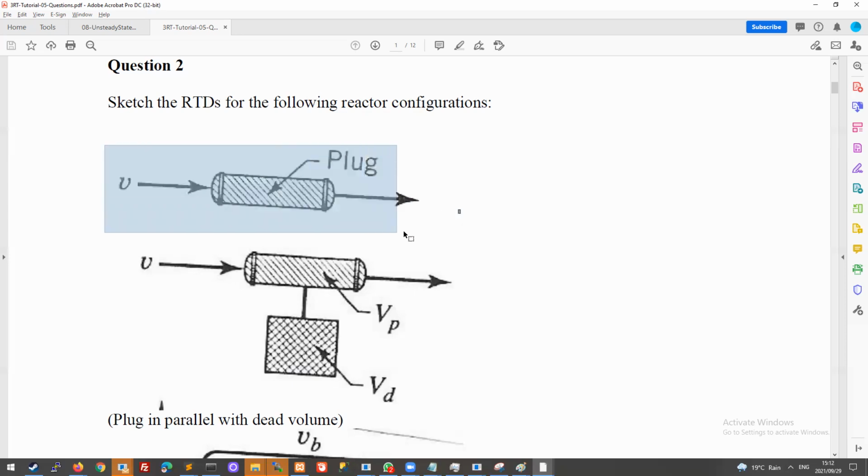Right, so you've got a plug flow reactor. So maybe just take a second and sketch out for yourself what you think the age distribution should look like. Right, so I'll just pause for half a minute and give you a chance to think about it, to just sketch out on a piece of paper what the age distribution should look like.